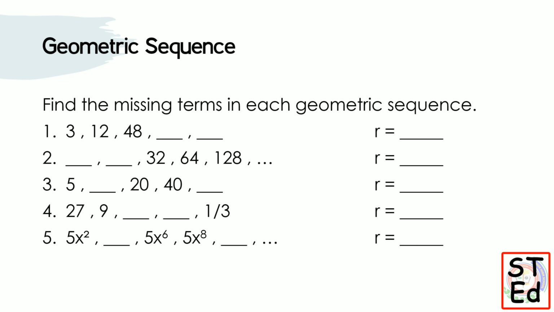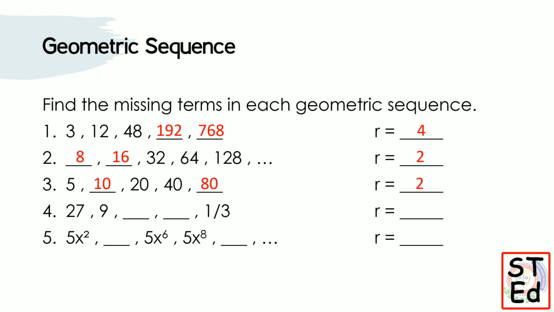Okay, let's check. The common ratio is obtained by dividing the previous term from the next term. Item number 1. The common ratio is 12 divided by 3, which is equal to 4. So, the missing terms are 192 and 768. Item number 2. The common ratio is 64 divided by 32, which is equal to 2. Thus, the missing terms are 8 and 16.